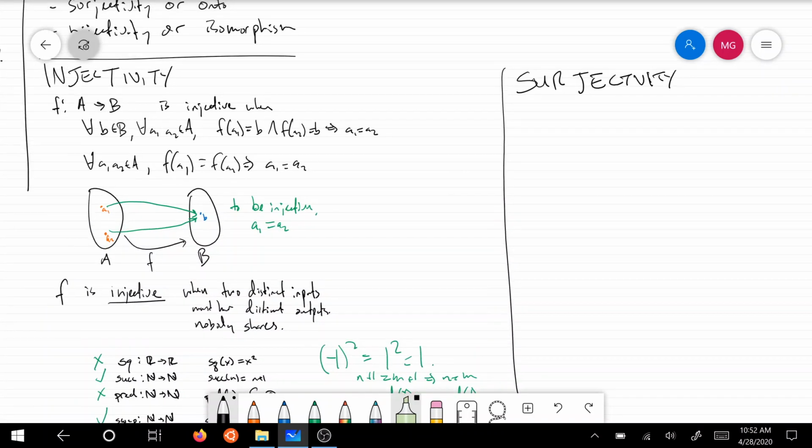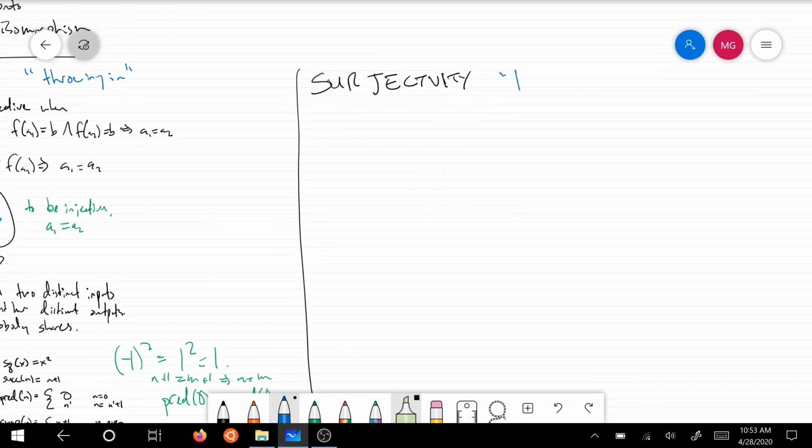It may help for people who don't have any Latin to know that this is literally "throwing in," the thing that throws in, and they throw into the same spots. And this means "throwing on," the idea that we're going to cover.